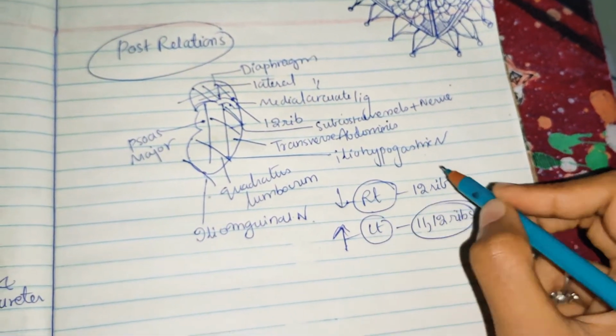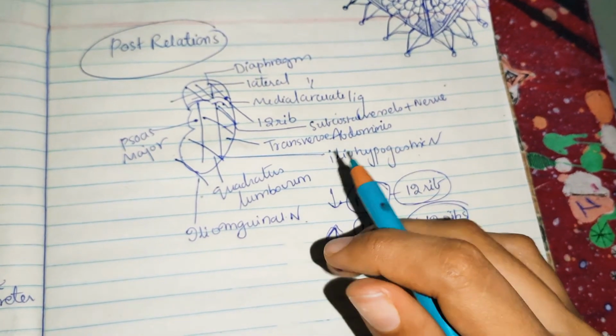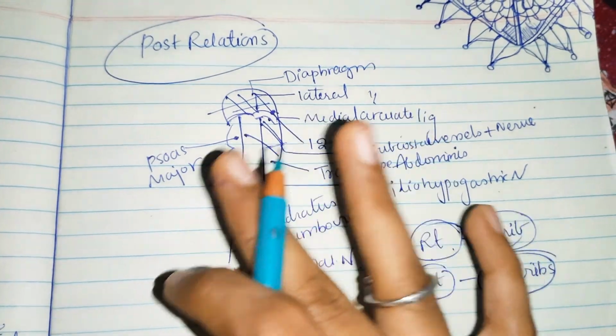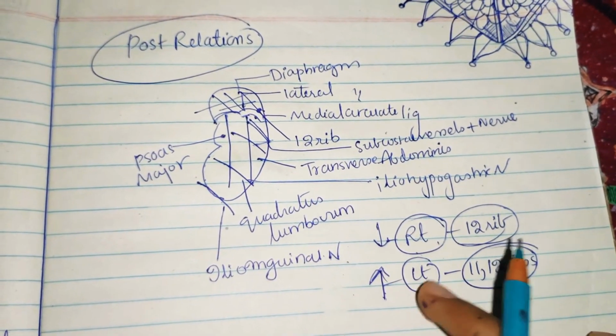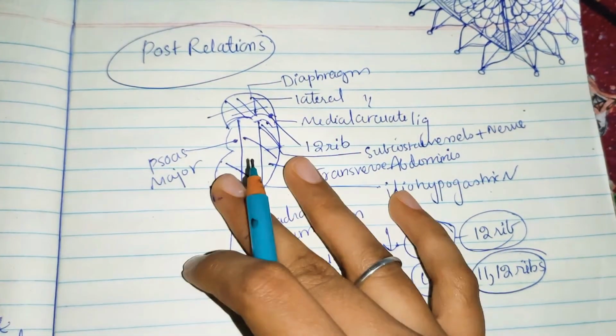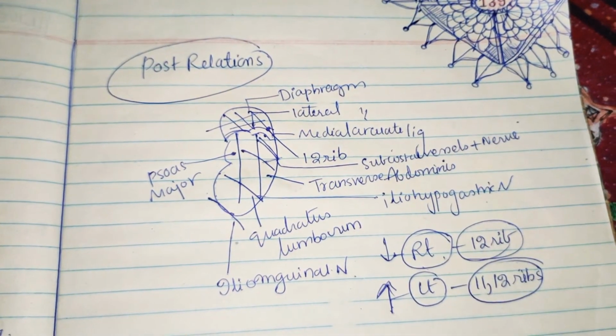As the right kidney is lower, it is having only the 12th rib. So this diagram is purely of the 12th rib. For the left kidney it would also be the same, but you will be adding the 11th rib over there. So these are all the posterior relations of the kidney.